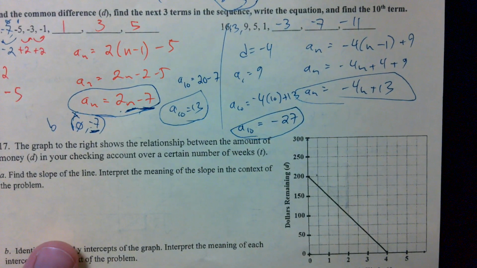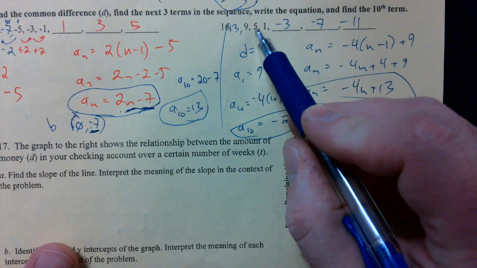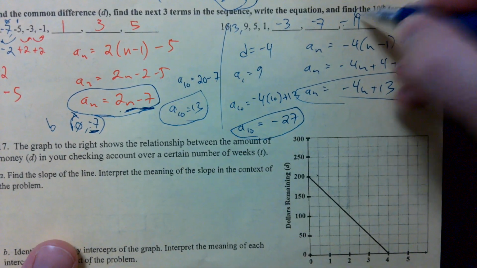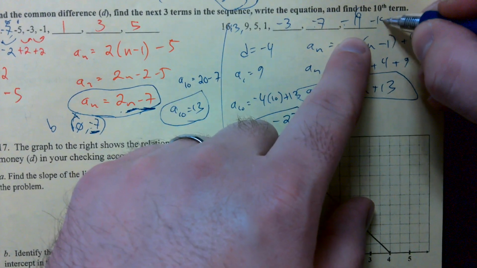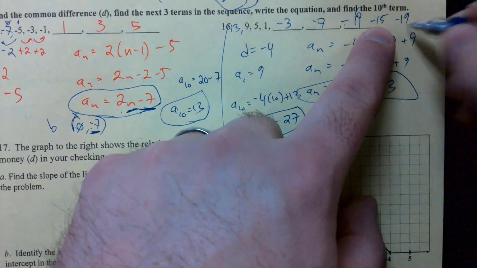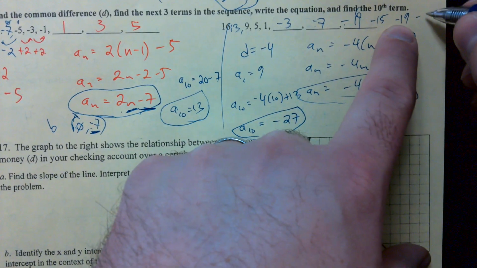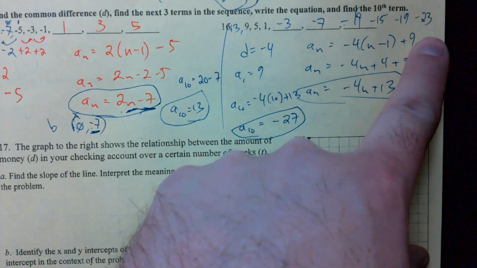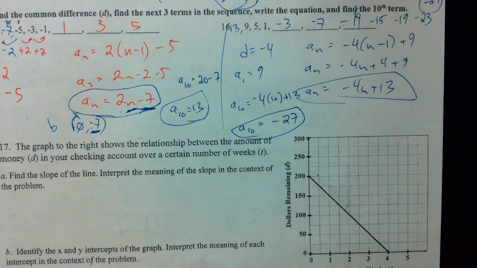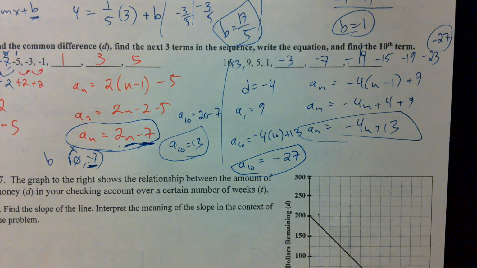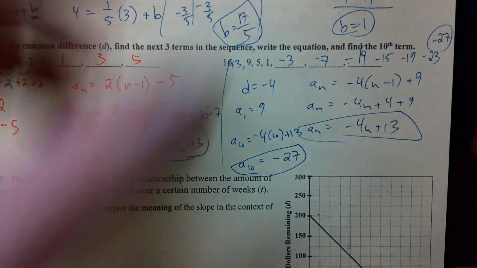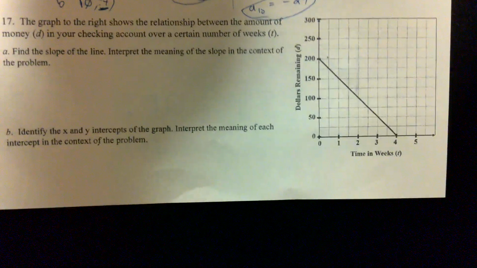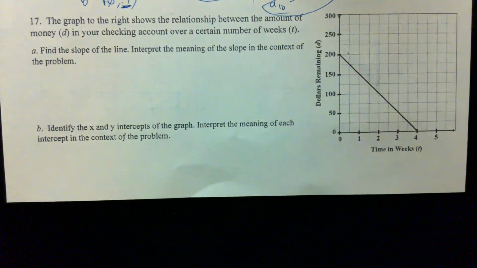So this is the 1, 2, 3, 4, 5, 6. This is my 6th term. 7th term would be negative 15. 8th term would be negative 19. 9th term would be negative 23. 10th term would be negative 27. Right? So there's another way we can check our work: just follow the pattern. And then we could probably skip number 17, right? I'm just kidding. No.